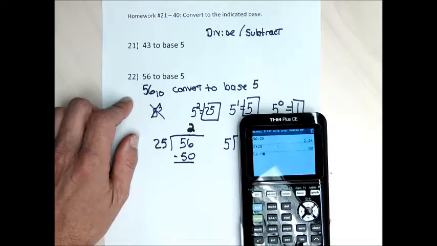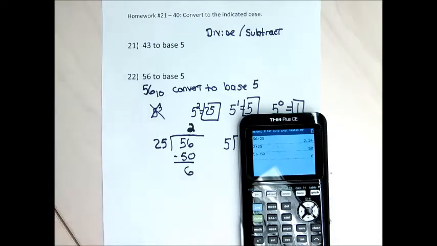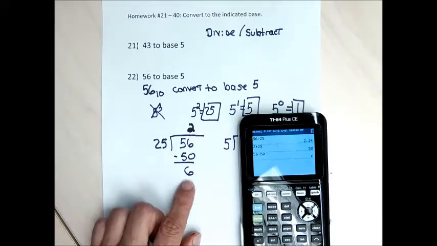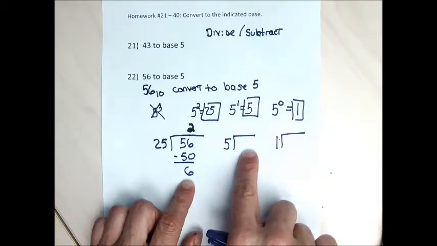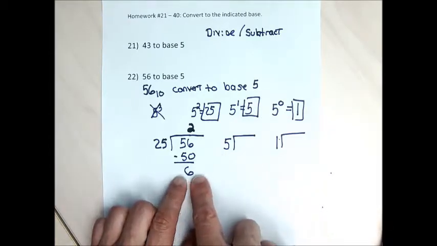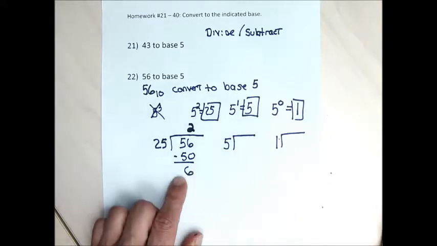56 minus 50 gives me 6. I only have to do one step of the division. I'm not going to add a decimal and continue division. Once I get my remainder, I bring my remainder over to the next division bar, unless the remainder is less than the number outside the next division bar. We'll get to that a little bit later.